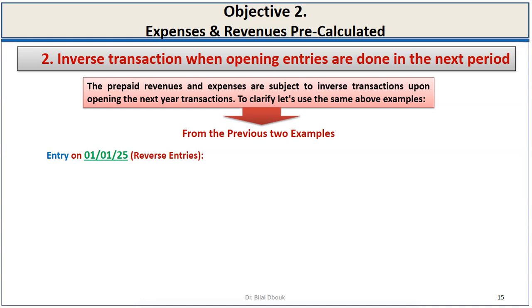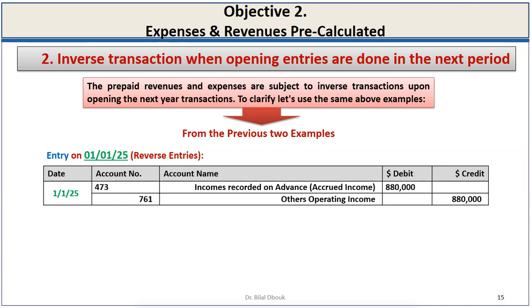When we record prepaid expenses and prepaid revenues, the usual case is that at the beginning of the following year, when we are recording opening entries, we must reverse the previously recorded prepaid expense and prepaid revenue entries. So using the same previous examples, now we are doing a reverse entry for the prepaid income, or income in advance. So we debit 473 account income recorded on advance, and we credit 761 account other operating income.